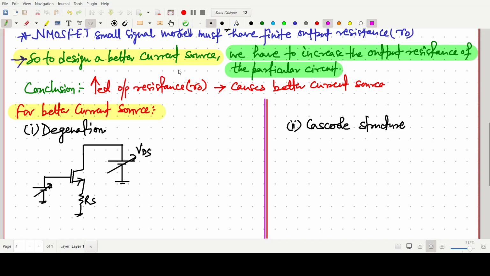Okay. What I want to show you is, in the first case, if we plot ID versus VDS for RS equal to 0, it is somehow like this. Okay, clear? Is this okay? But if we go with some RS, your curve will be like this. Why?